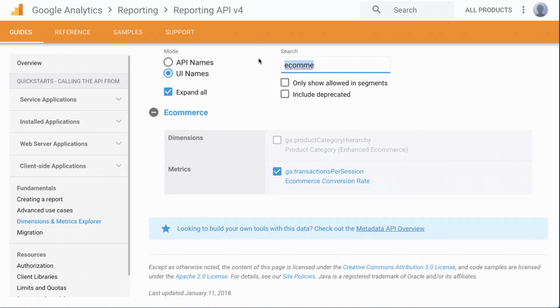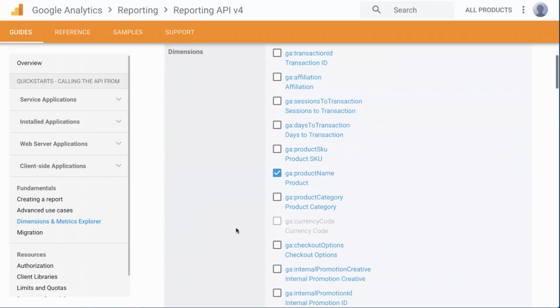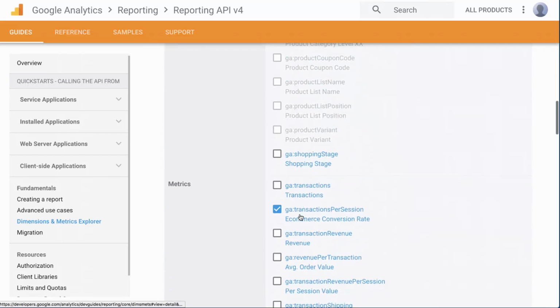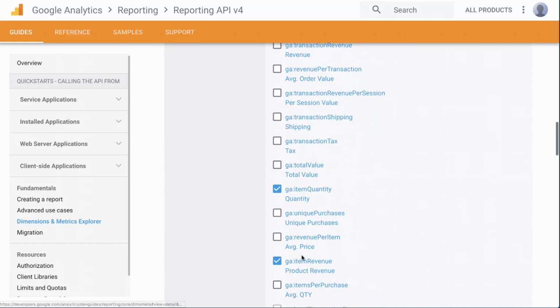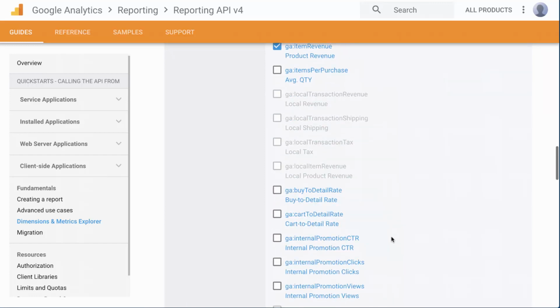So when you look at it this way in the API Explorer, if you expand just the e-commerce section, we are able to, and it doesn't gray them out, so that means that it is a valid segment. We are able to do product name, we are able to do the e-commerce conversion rate, quantity and product revenue all in one spot, all one big happy family. So that is the answer. And that is, yes, you can do it. But you have to do it through the API.